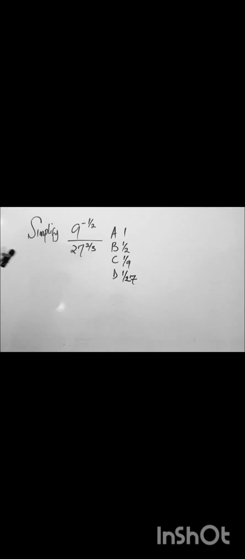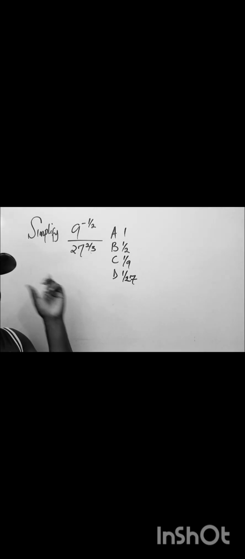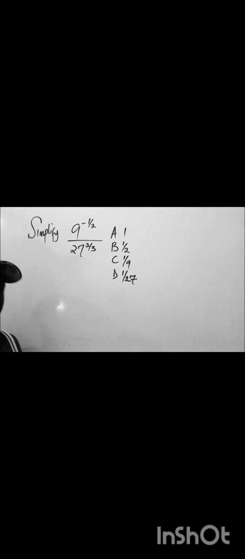Let's answer this problem that we have on the board. The question says, simplify 9 raised to power minus 1 over 2 divided by 27 raised to power 2 over 3. This question is coming from WAEC. So let's answer the problem, see the options given to us. We are given 9 raised to power minus 1 over 2 divided by 27 raised to power 2 over 3.